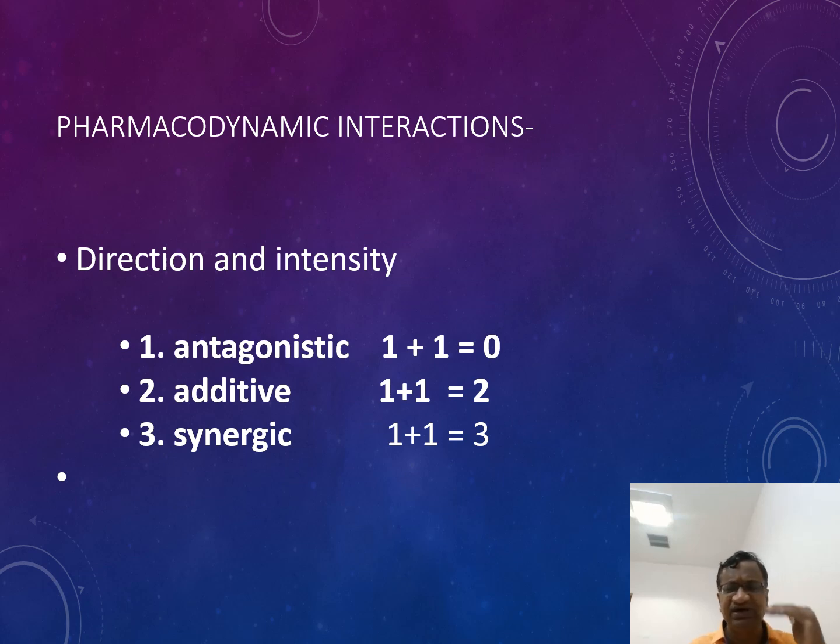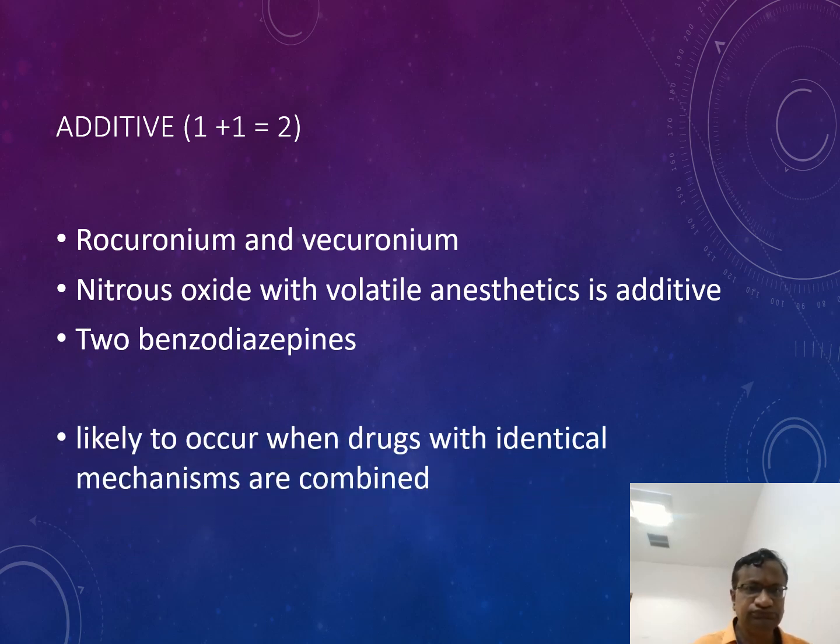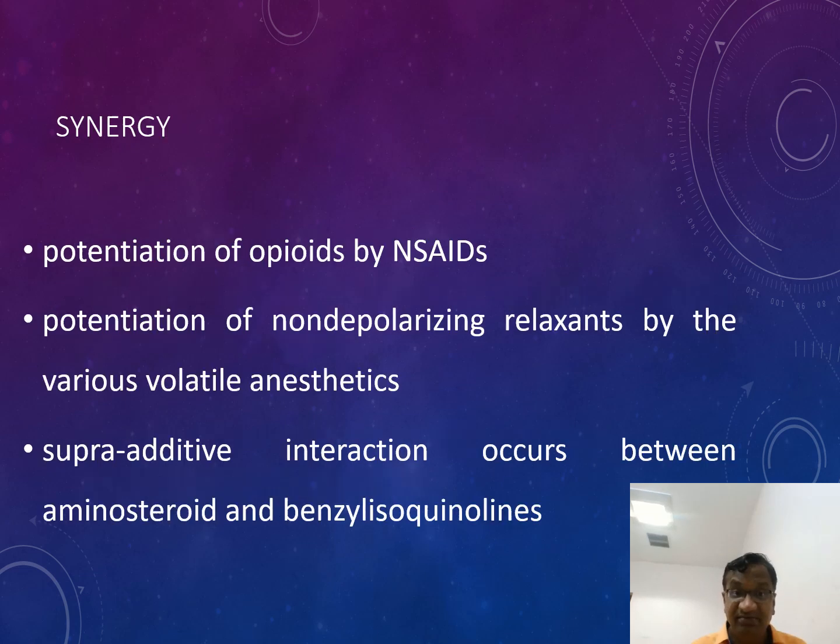Pharmacodynamic interactions are antagonistic, additive, and synergistic. 1 plus 1 equal to 3 is synergistic. 1 plus 1 equal to 2 is additive. Rocuronium and vecuronium, or nitrous oxide with volatile anesthetics, are additive. Two benzodiazepines are additive, with identical mechanism, the same GABA mechanism. If you have such drugs, it is going to be the same. But sometimes you have potentiation of opioids by NSAIDs. You have potentiation of non-depolarizers by various volatile agents. If you give sevoflurane, your relaxant need is less.